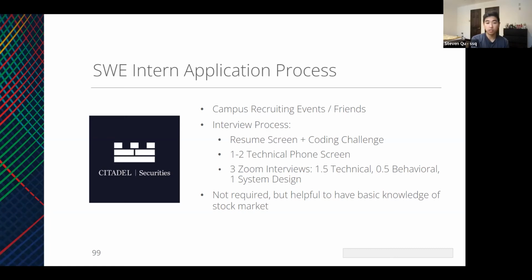And then the third one for me was a system design interview. So this is kind of like, design a system. How would you think about this problem? How would you build this big system? What concerns do you have? What trade-offs do you need to consider?